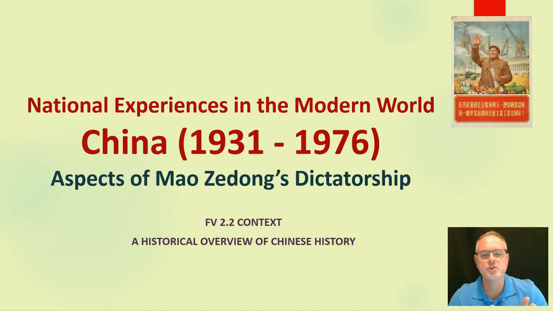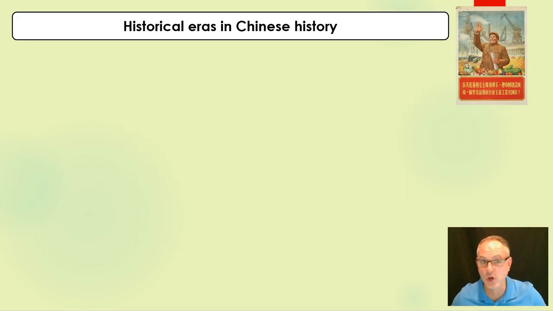Let's take a little bit of time now to establish a bit of a historical overview. What I'm hoping to do in this video is to give you a sense of the different periods of Chinese history so you can locate what's happened before the period we're concerned about and what the key aspects of the period we want to study are. So let's make our way into a little bit of a timeline for you.